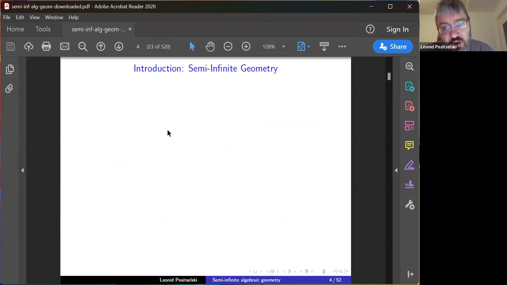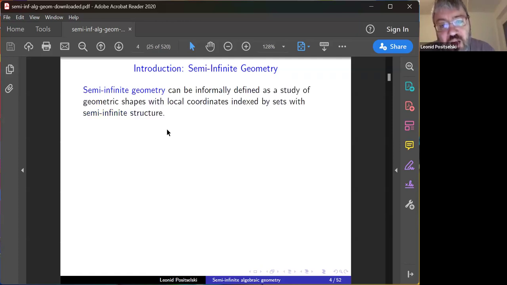Semi-infinite geometry. Semi-infinite geometry can be informally defined as a study of geometric shapes with local coordinates indexed by sets with semi-infinite structure.